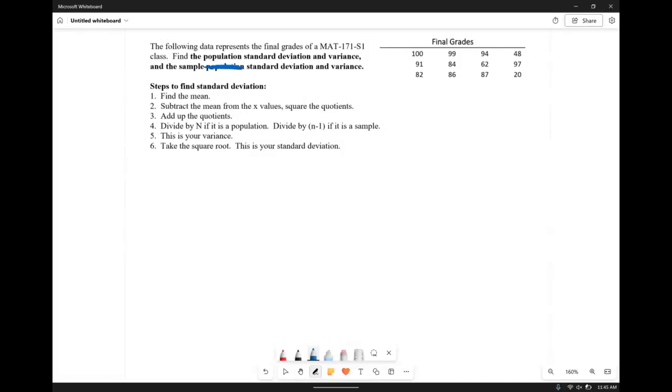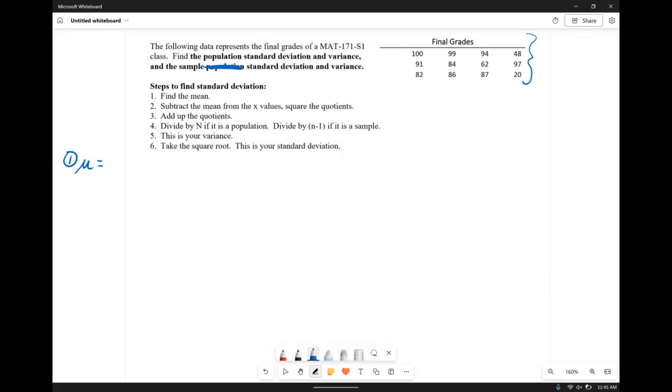All right, first thing we always do is find the mean. So first step, I'm going to find the mean. I'm going to use the symbol for population mean right now. This is my data. So I'm going to add it all up and I'm going to divide by 12 because there's 12 data points here.